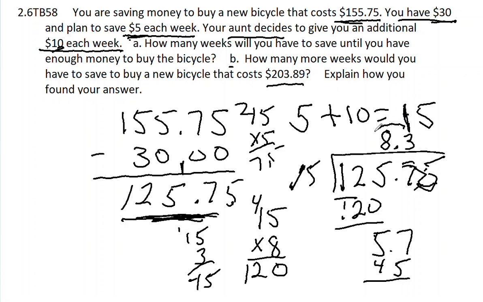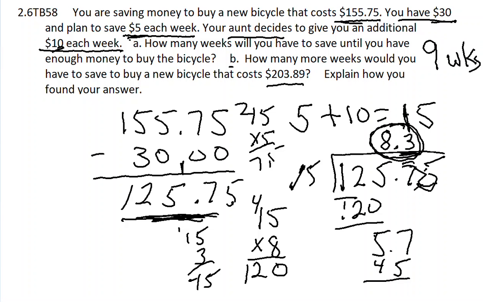We found out that you're going to need more than 8 weeks to save enough money for the bike. We're going to need 8 and part of the next week. So basically we already know the answer. How many weeks will we have to save until you have enough money to buy the bicycle? More than 8. So we're going to need 9 weeks to do that.